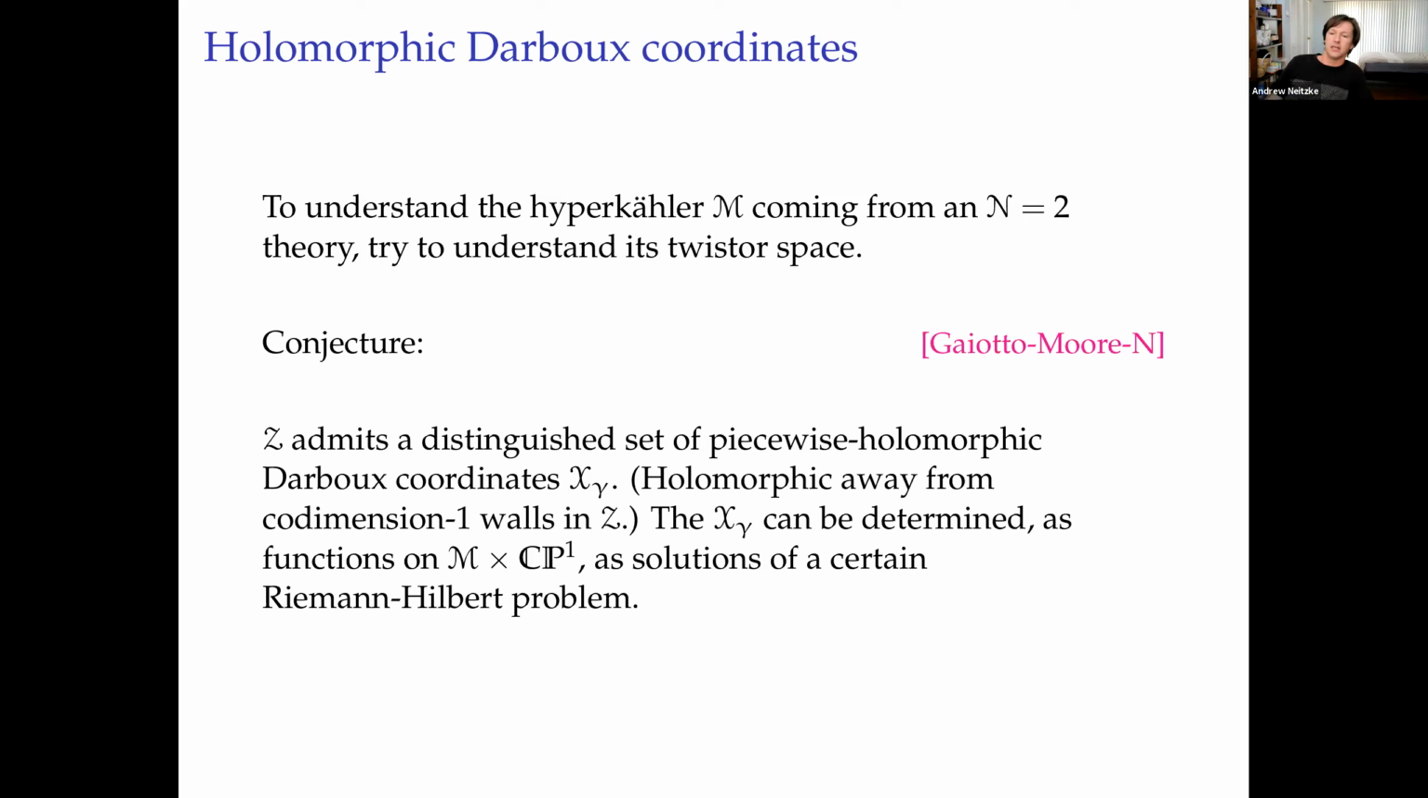And so knowing the Darboux coordinates is enough to determine the holomorphic symplectic form. I'm just saying if you know P and Q, then you know dP wedge dQ. So what we're going to do is give the local P and Qs. There'll be these functions, we call them X gamma, gamma labeling a vector in our lattice, capital gamma. And the conjecture is that these piecewise holomorphic coordinates, thought of as functions on the C infinity manifold M cross CP1, can be determined by solving a certain Riemann-Hilbert problem.